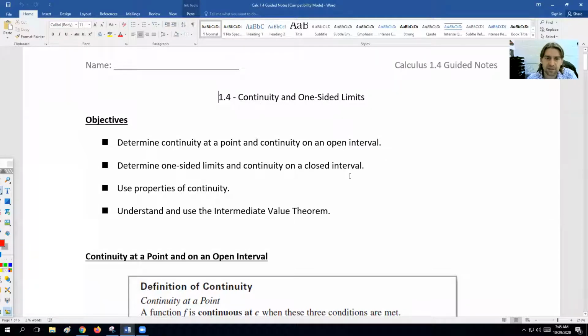So I'm going to help you out with the beginning of the 1.4 notes in calculus. With 1.4, we're going to be looking at this thing known as continuity. And then we're also going to look at one-sided limits that help explain some of the continuity as well. So today we're going to try to make sure we hit this first goal here, which is to determine continuity at a point and continuity on an open interval.